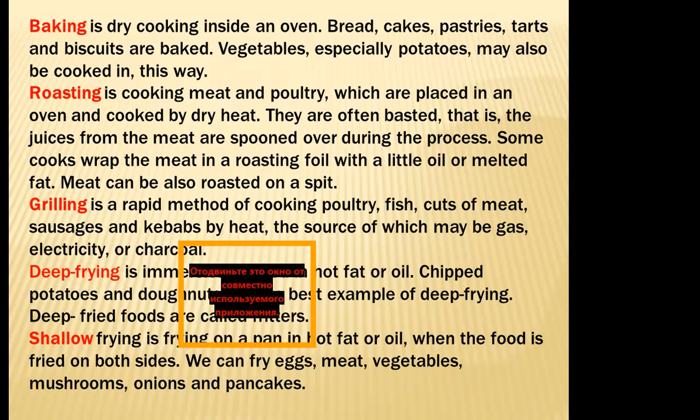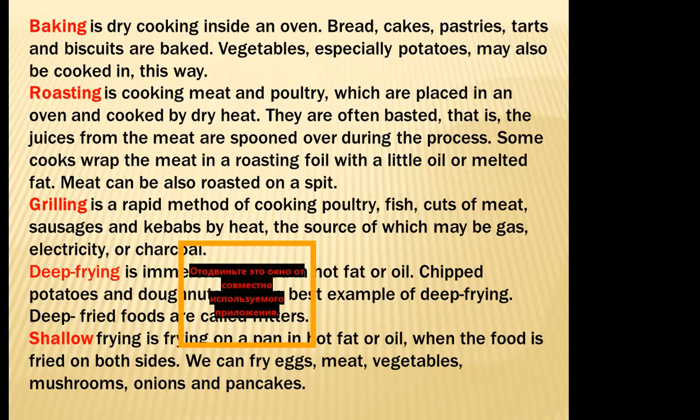Grilling is a rapid method of cooking poultry, fish, cuts of meat, sausages, and kebabs by heat, the source of which may be gas, electricity, or charcoal. Deep frying is immersion of food in hot fat or oil. Shallow frying is frying in a pan in hot fat or oil.